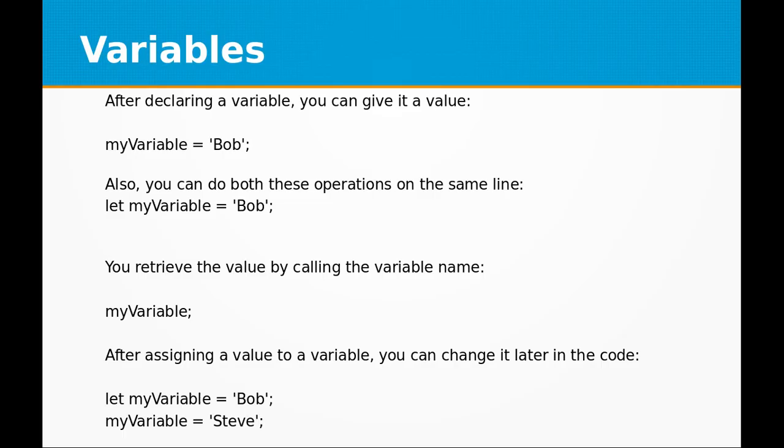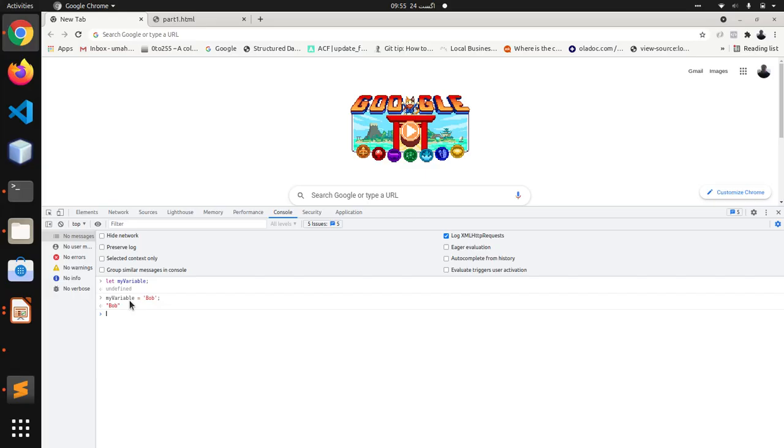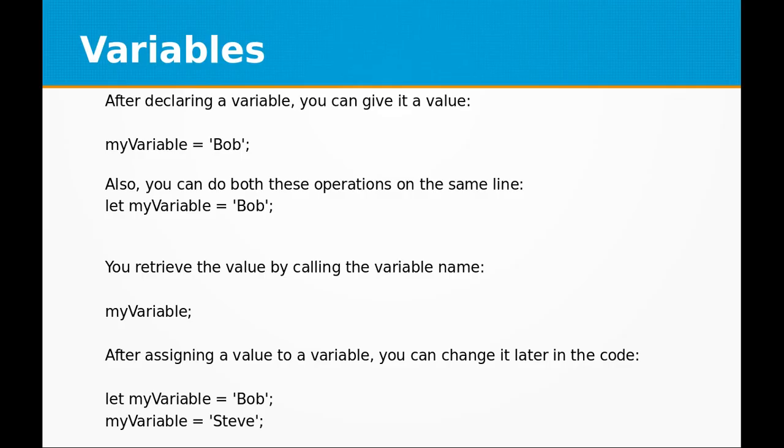And also you can do both these operations on the same line. So you can define the variable and assign the string to that variable in one line. So I can do this as well: myVariable2 equals Tom. So we can do that as well. This is also permissible. You retrieve the value by calling the variable name.